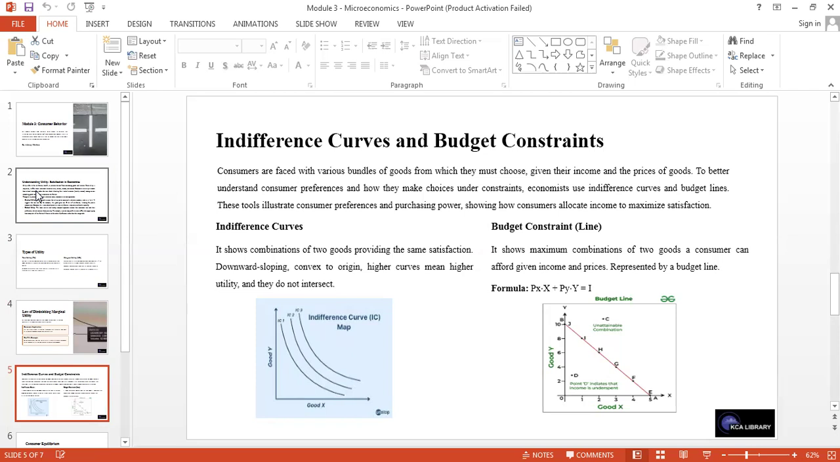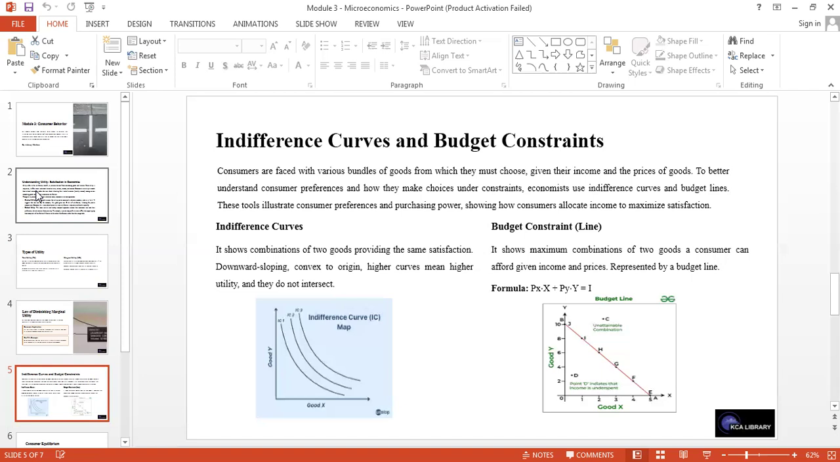When we talk about indifference curves, they show combinations of two goods providing the same satisfaction. They are downward sloping and convex to the origin, just like you can see in the diagram. Higher curves mean higher utility, and they do not intersect. You see that they are on their own, they do not intersect, and that is the indifference curve.